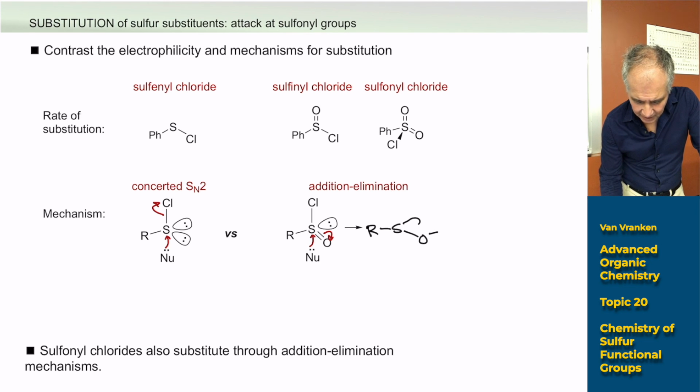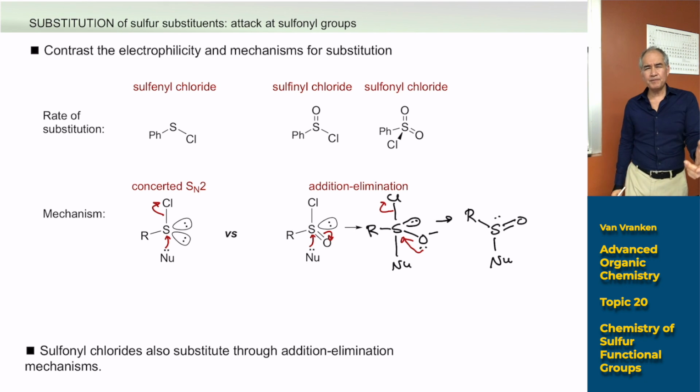So I'm going to draw this out as O minus there. There's still a lone pair here. This goes through a trigonal bipyramidal intermediate, not a transition state, but an intermediate, in which that nucleophile is now attached. And now the lone pairs on here can push out that chlorine leaving group in a second step. So this is a two-step addition-elimination process, not a one-step process, for substitution at sulfonyl chlorides. And there's a lone pair here, and now my nucleophile would be attached.